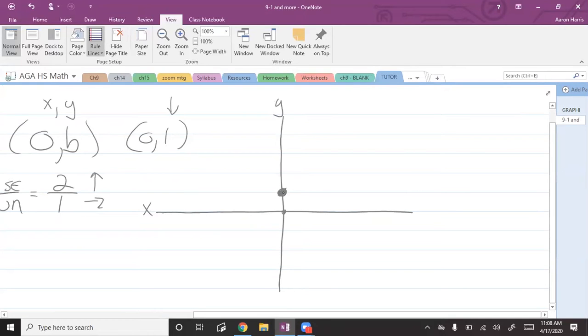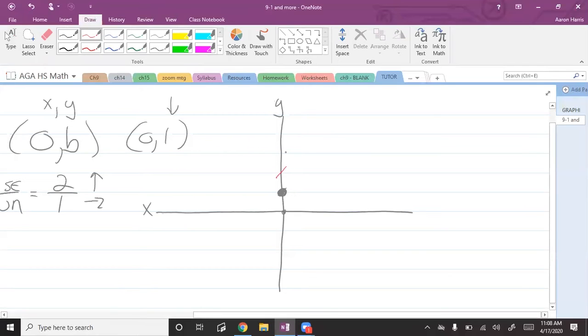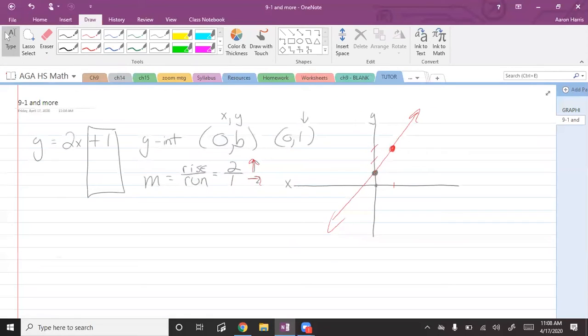Now, how do I get my second dot? The second dot, you would have to go up 2 and then to the right 1. You're exactly correct. Up 2, because that's what that told me to do, to the right 1. And then you make your second dot. Now what do I do? Then you connect them. So if I look at this whole process, y equals 2x plus 1, you were able to find the y-intercept, find the slope, and graph it, correct?